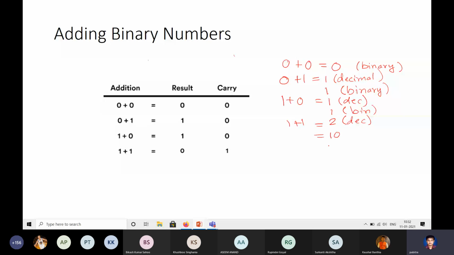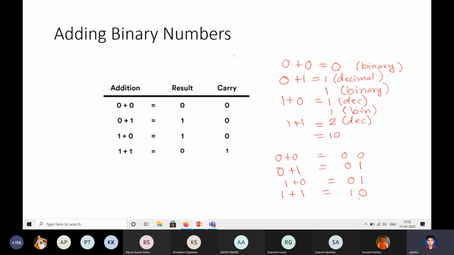So let's make it a convention. Let's represent all these four sums as two-digit binary. So 0 plus 0 in binary is 0 0. 0 plus 1 is 0 1. 1 plus 0 is 0 1. 1 plus 1 is 1 0. Okay, so these are the corresponding two-digit numbers.